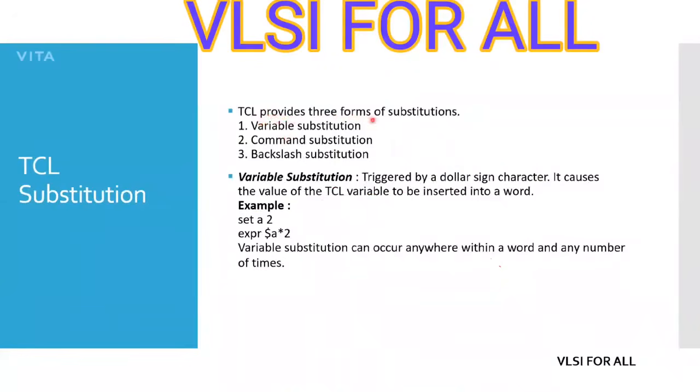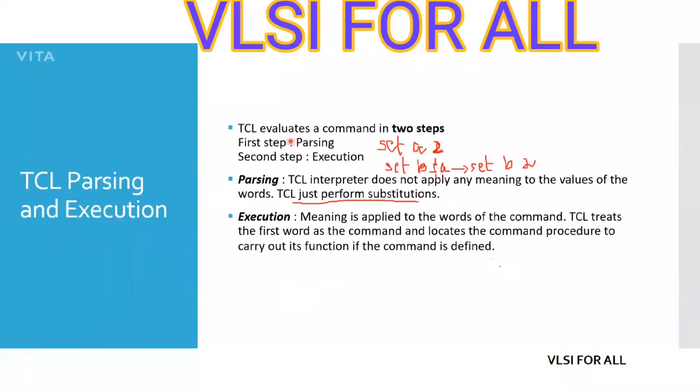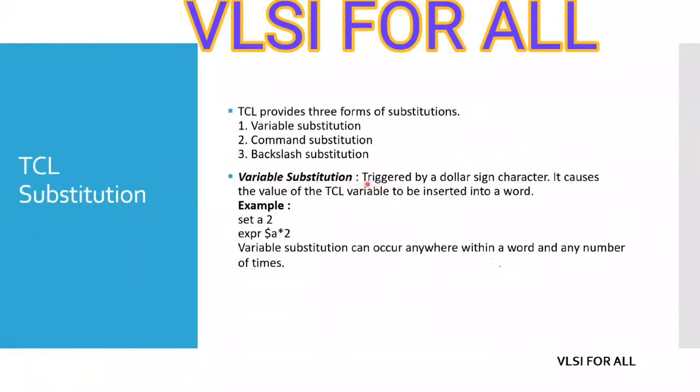There are three forms of substitution which TCL performs. The first one is variable substitution. The example which I showed you previously is a variable substitution, where set B $A. A is a variable, and if you add a dollar sign before a variable, it's called variable substitution. If the variable is already set, it applies the value of the variable here. Variable substitution is triggered by a dollar sign character. It passes the value of the TCL variable to be inserted into a word.